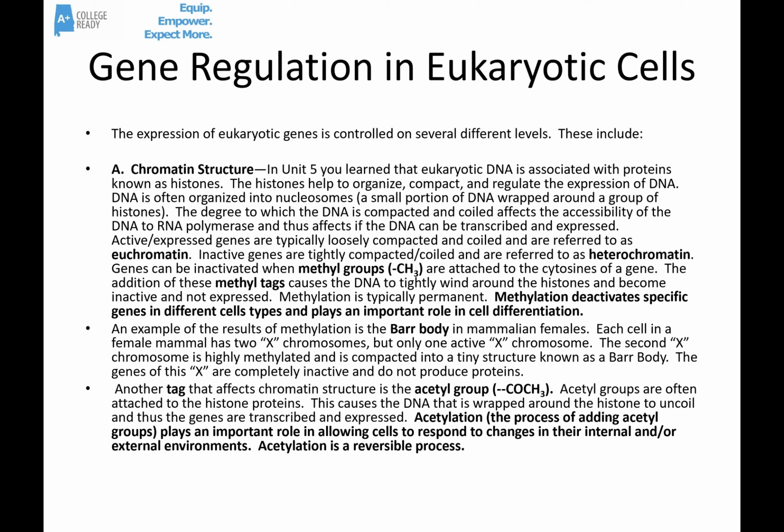Another kind of tag that can affect the chromatin structure is an acetyl group, a COCH3 group. Acetyl groups often attach to the histones themselves. This causes the DNA that's wrapped around the histone to uncoil, and thus the genes on that DNA are transcribed and expressed. Acetylation, the process of adding these acetyl groups, is very important in allowing cells to respond to changes in their internal and/or external environments.